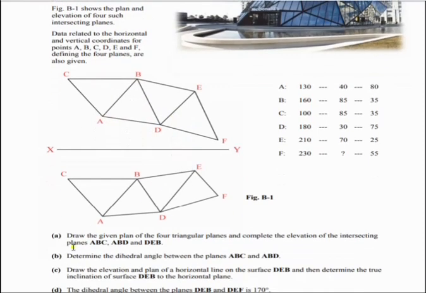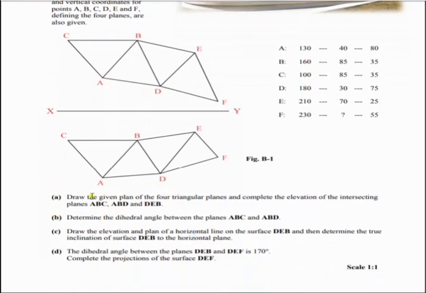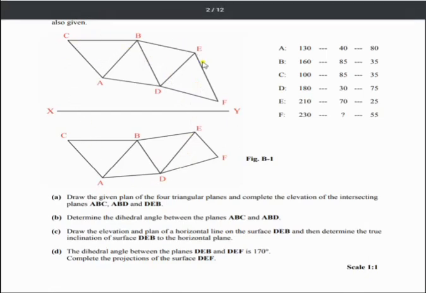Okay, so we have a look at what's asked in the question. Draw the plan of the 4 triangular planes and complete the elevation of ABC, ABD and DEB. So what they're telling us to do is draw the entire plan, which we can because we have measurements for the entire plan, and then from there draw the elevation of 3 of the planes. We can't draw in this 4th plane because we don't have this point here in F.